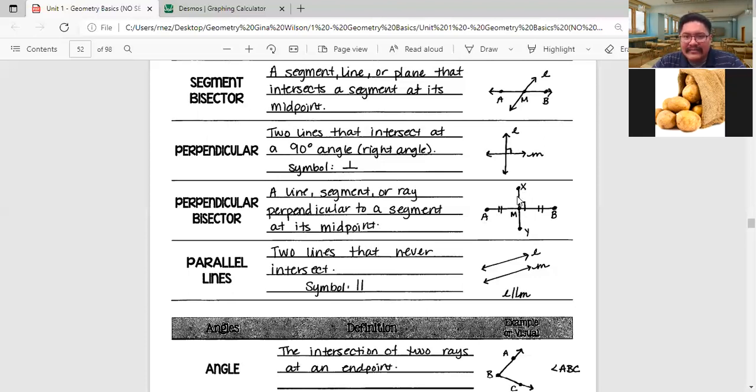Now, XY is not necessarily the midpoint. But again, XY is the bisector in this case, not AB. AB is the line that we are bisecting.